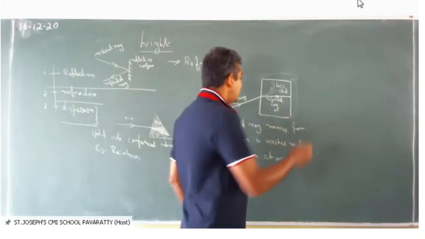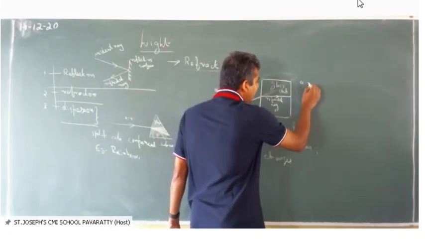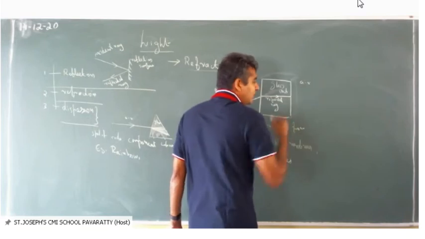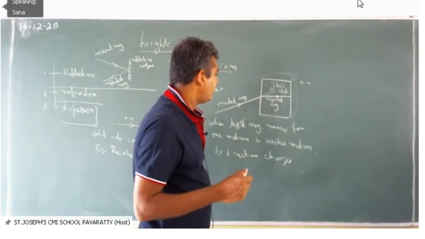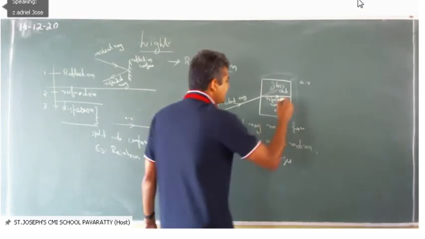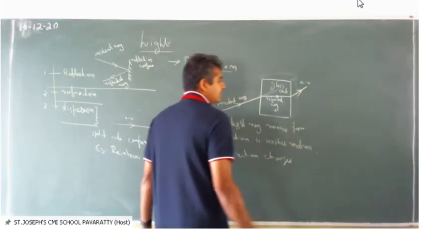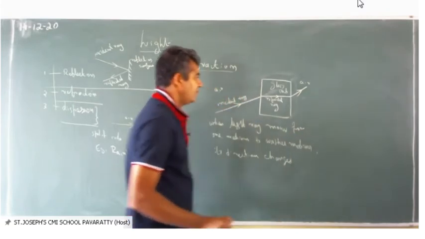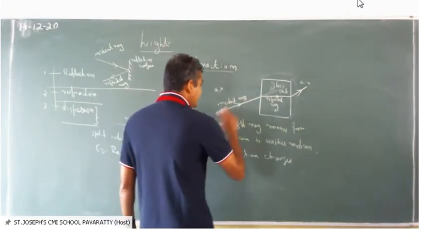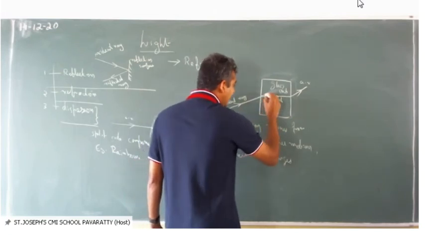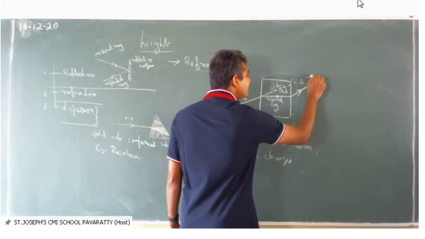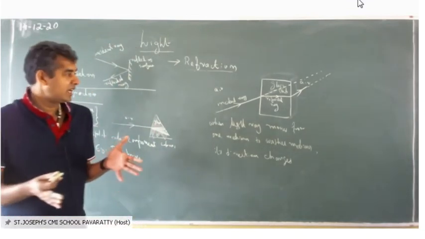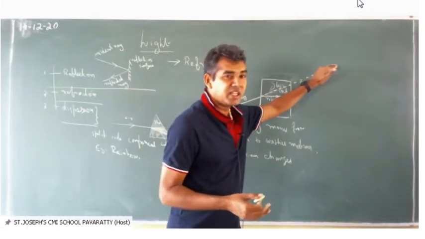What do you think if it moves from glass slab to air again? Now it's moving from glass slab to air. One medium to another medium. Will the direction change or not? It will change like this. Again, it is supposed to go like this, but it won't. So you just see, if there is no glass slab, our line is like this. Now the line is like this. Because of the presence of glass, the entire path of the ray is changed.